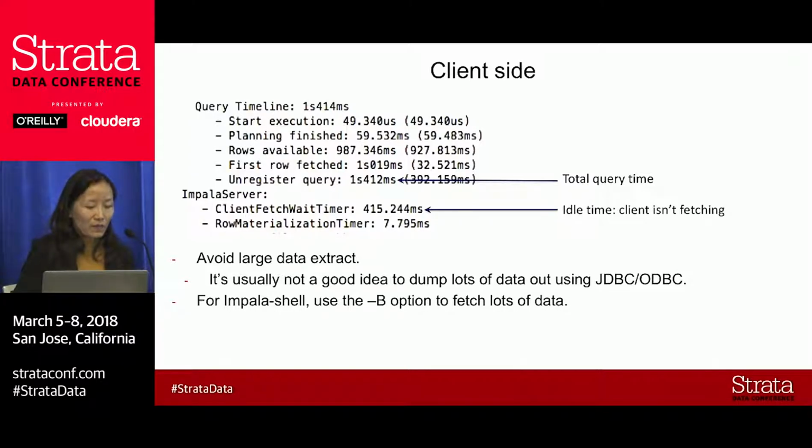So there's a different option. By default, it always does the pretty format, so it shows you a nice table with everything aligned in columns. That actually takes a lot of CPU to do. If you don't need that, you should just use the dash capital B option to not use the pretty format. That can reduce the row materialization time for the client for the final result.